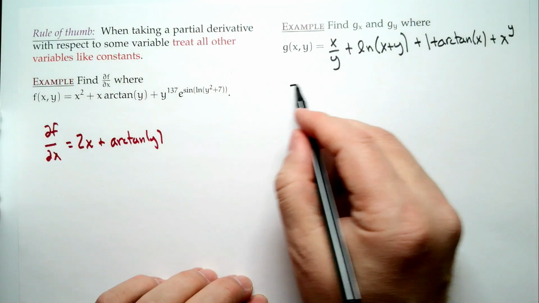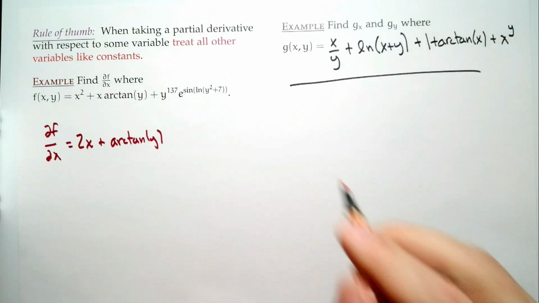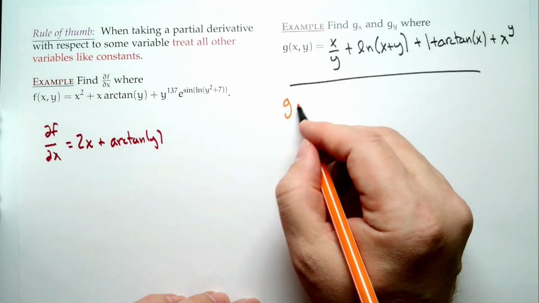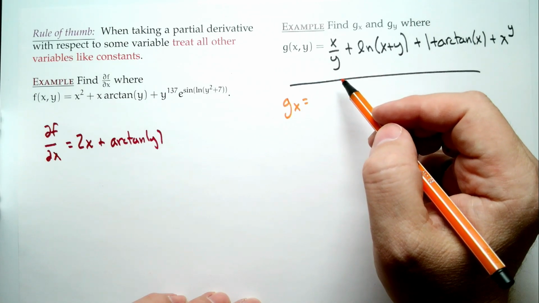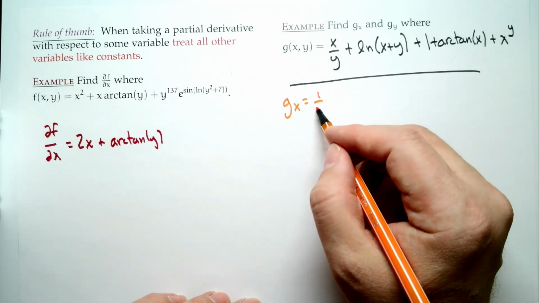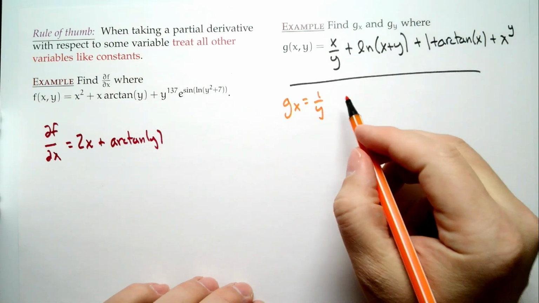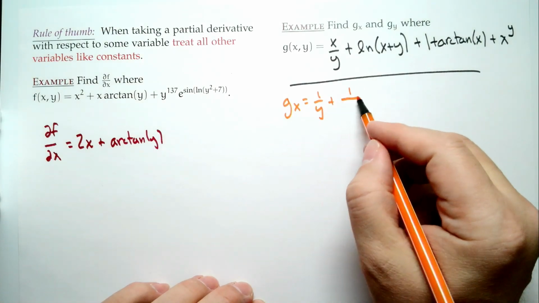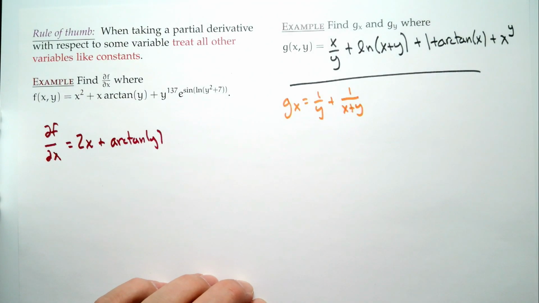All right. First up, let's do g sub x. So we're going to go through each term. G sub x. The derivative of x over y: 1 over y. That's right. The 1 over y is constant. It's essentially a constant times x. The derivative of natural log of x plus y: 1 over x plus y. And of course, if we did the chain rule, times the derivative of x plus y, which is 1.